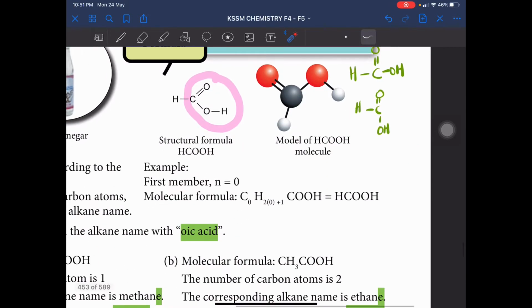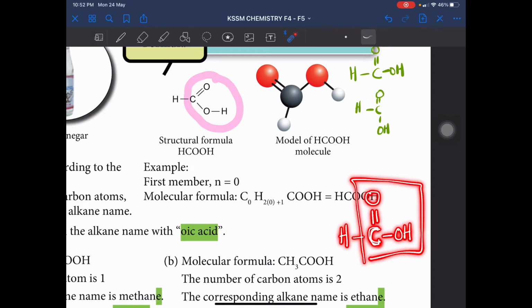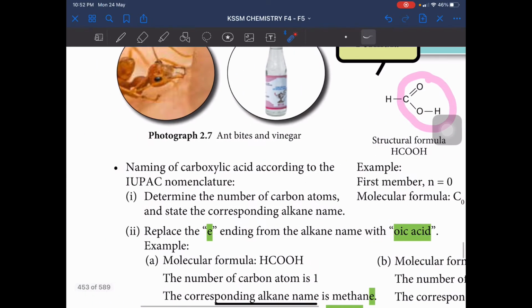I draw it one more time. You start from H and then C. Remember, the C is forming a double bond with an O and also a single bond with OH. So this is the carboxyl group. Carboxyl group is the functional group for the carboxylic acid. This will make it functioning. So how to name it?